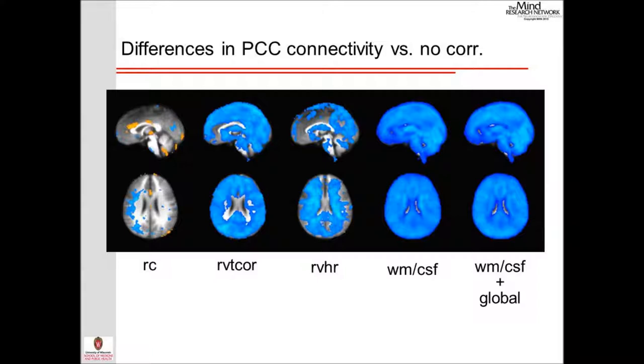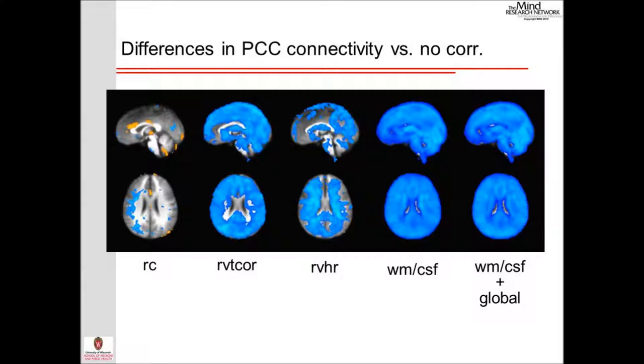RVT corrections do correct for a lot of the variability. So even though it didn't seem to make much of a difference in the connectivity map, there are actually changes in it throughout brain matter. RETROICOR, WM/CSF, global signal, all of these are accounting for substantial amounts of noise.